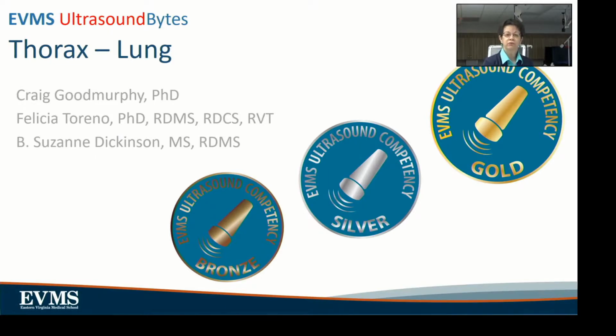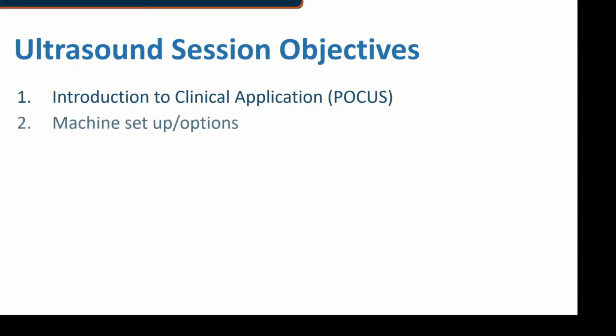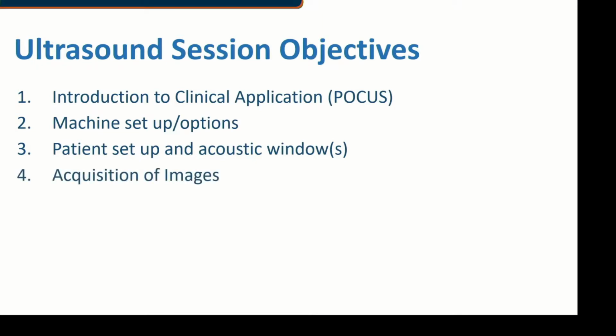Today we're going to cover the thorax, specifically the lung, and let's go ahead and get started. So our objectives for today's session are our clinical application in a POCUS exam, our machine setups and our options for those setups, the patient and how you want them to be lying down, and also the acoustic windows that you'll be using to obtain your images. We will go over the actual acquisition of the images, and we'll go over some pearls and pitfalls and the SPI snapshots.